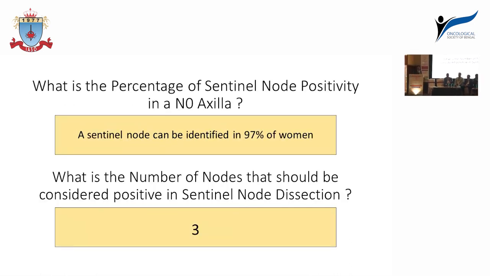So this is what we have for the management of axilla. In N0 axilla, the sentinel node can be identified in 97% of the women, and at least 3 nodes have to be dissected. The false negative rate of sentinel lymph node biopsy, in institution-based studies, the majority have indicated that it is less than 5%, and after neoadjuvant chemotherapy the false negative rate increases.